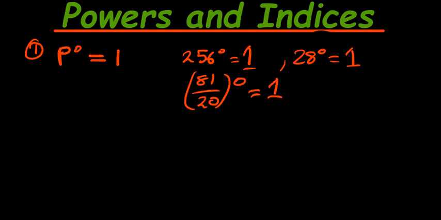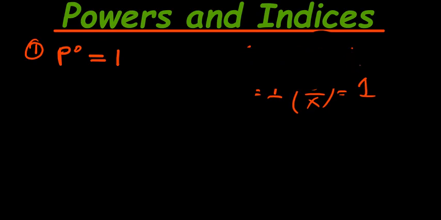If we have, let's say, b over x, as long as this has been raised to the power 0, it is equal to what? A 1 there. So that is the first law of indices which you must know.